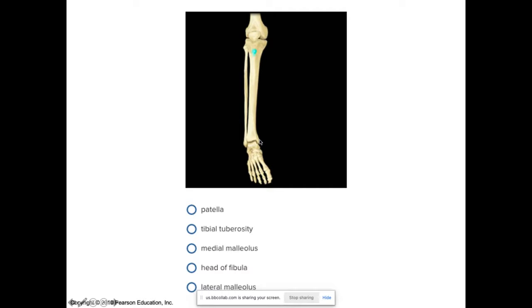The medial malleolus is the distal end of the tibia on the inside, whereas the lateral malleolus is the lateral distal end of the fibula. Up here is the head of the fibula. So this would have to be the tibial tubercle or tibial tuberosity. Why is that important? That's where all of your quadricep muscles attach. All the large muscles of the thigh cross over the patella and attach to the tibial tuberosity.